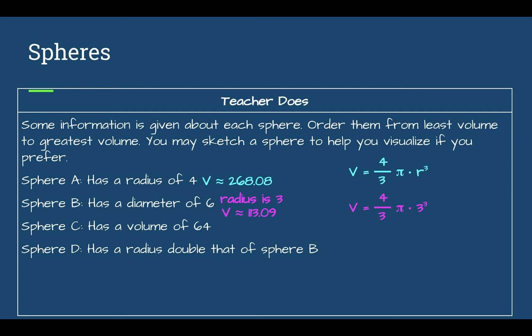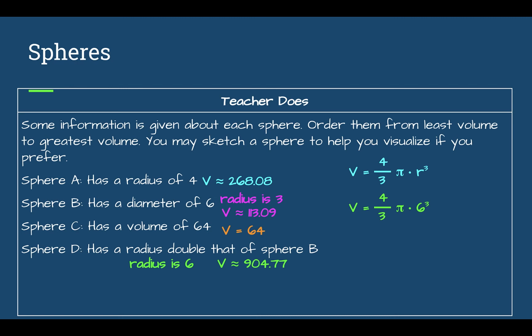Sphere C tells us the volume is 64. So I don't need to do anything. I know the volume is 64. And then sphere D has a radius double that of sphere B. So if the radius of B was 3, then the radius of D is 6. Plug it in. The volume of sphere D is 904.77. Now we need to put them in order from least to greatest.